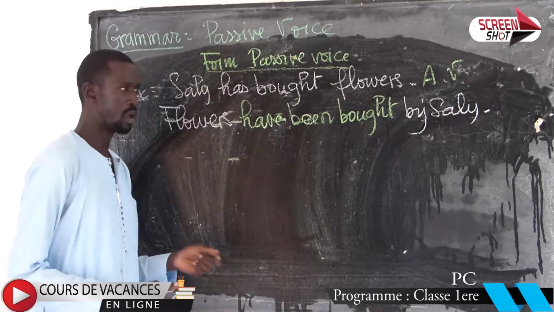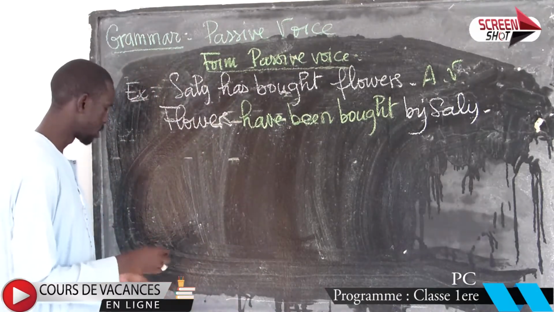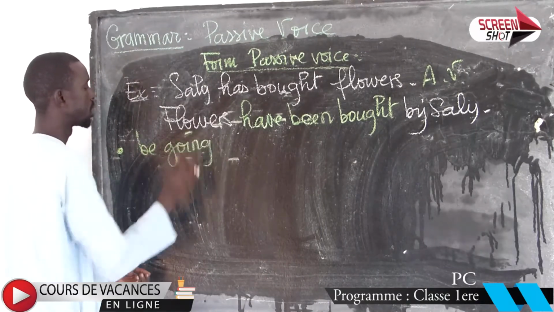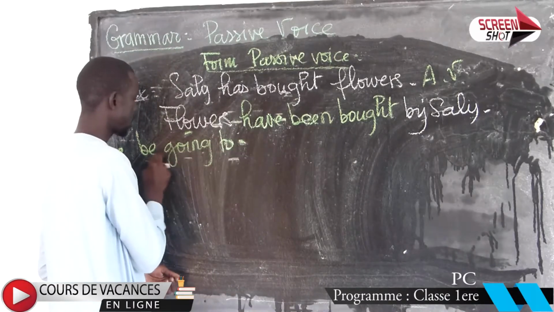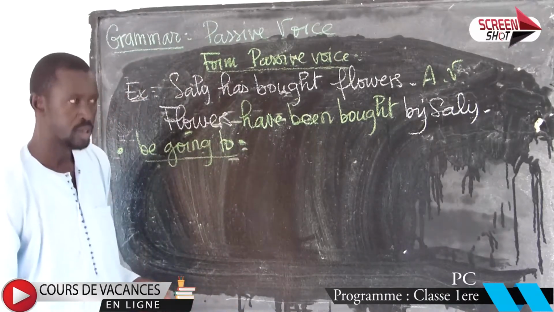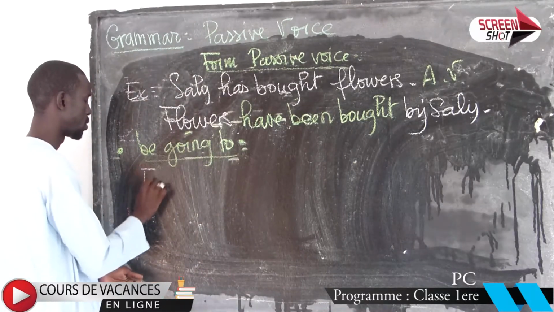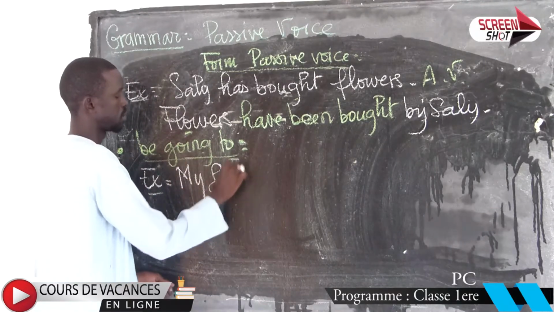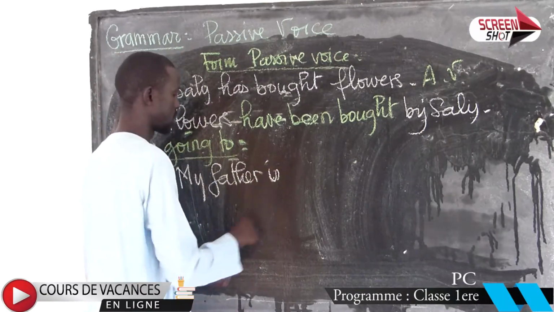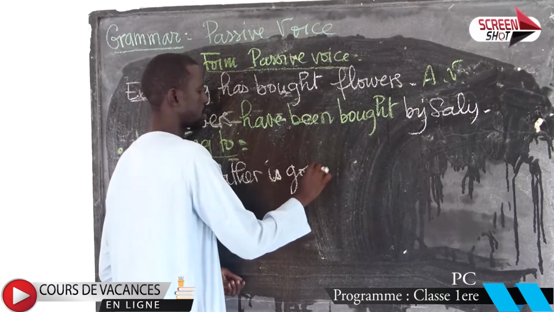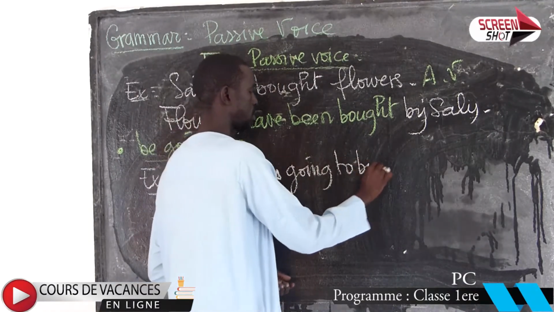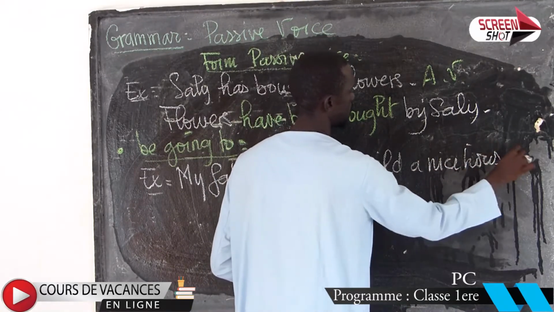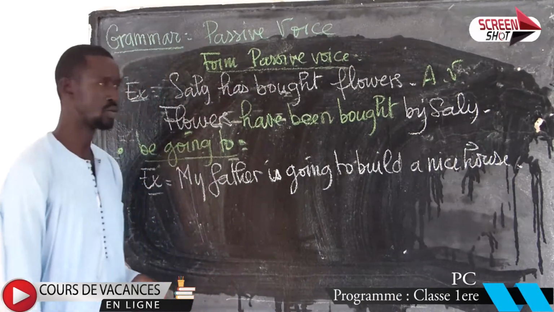But it can be a little bit difficult for the students if they have be going to. So there, it's not difficult. We can have an example. For example, my father is going to build a nice house. My father is going to build a nice house.